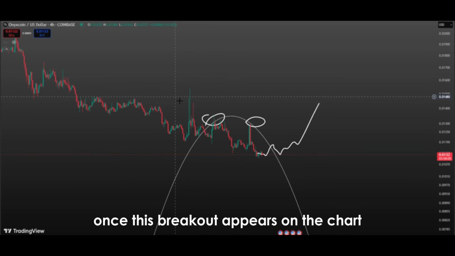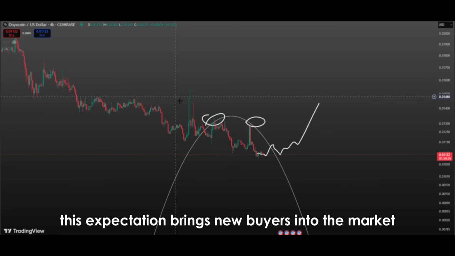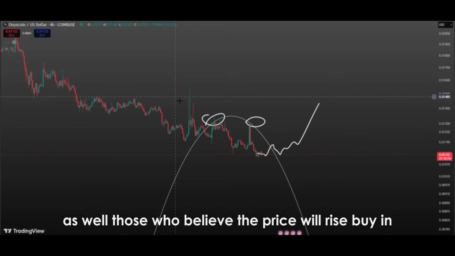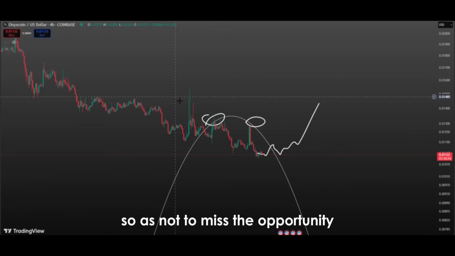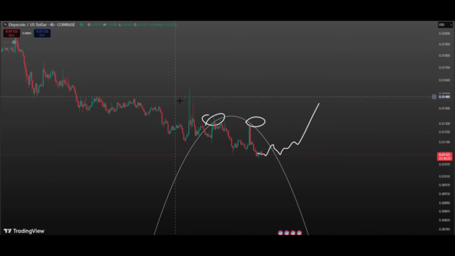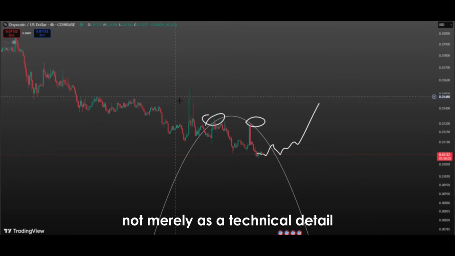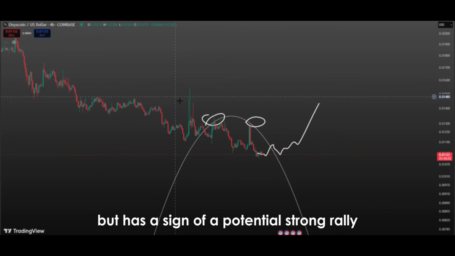Once this breakout appears on the chart, most investors start to think the downtrend may finally be over. This expectation brings new buyers into the market as well. Those who believe the price will rise buy in so as not to miss the opportunity. As a result, the price climbs further, starting a new wave of upward movement. This is why a breakout above a descending curve is seen not merely as a technical detail, but as a sign of a potential strong rally.